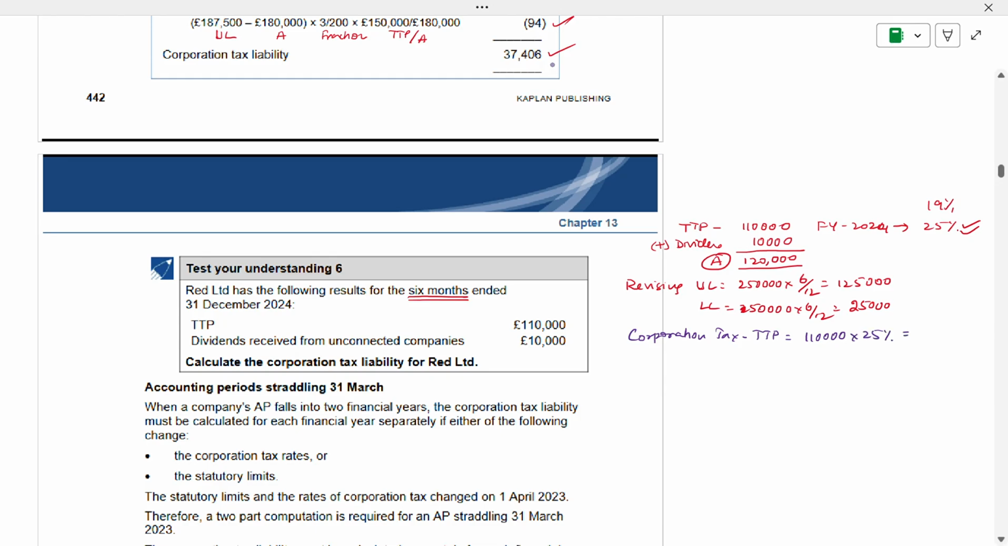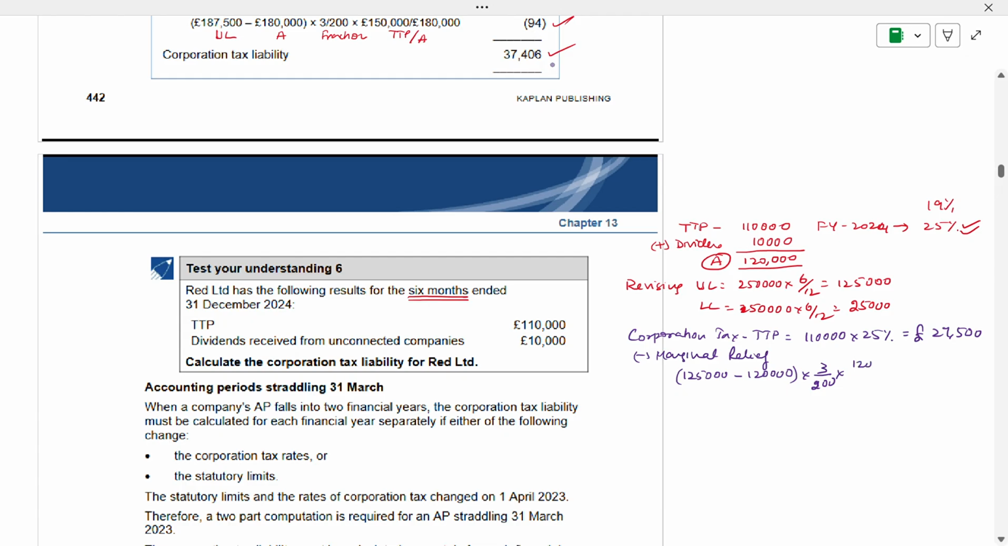Now, first we will calculate the corporation tax. Corporation tax on TTP, total taxable profits. How much is there? 110 times 25% comes to 27,500. Put the currency symbol, otherwise unnecessarily we will get trapped.